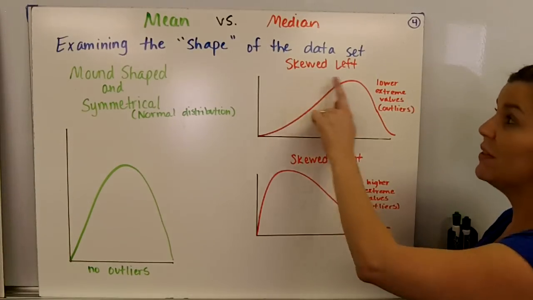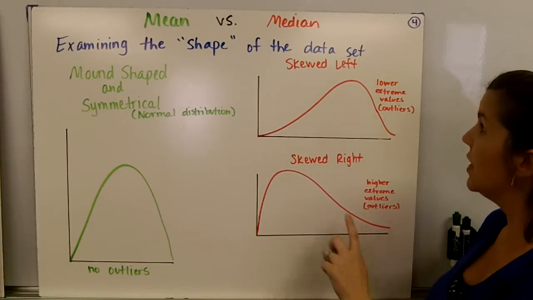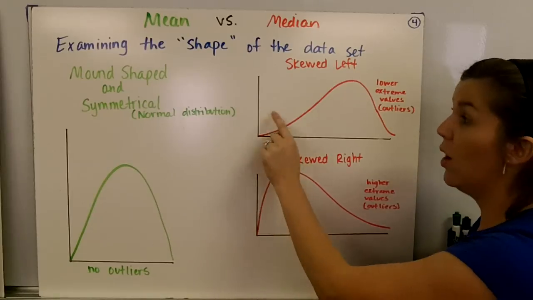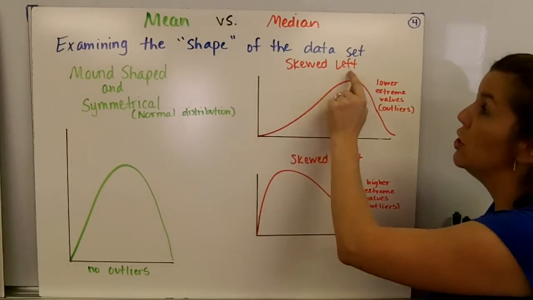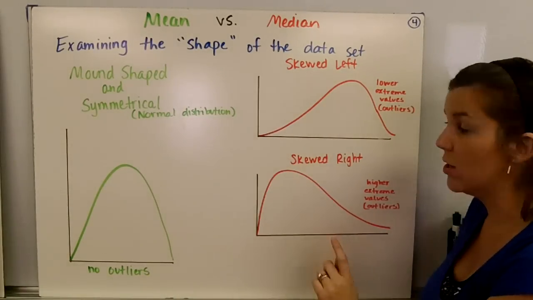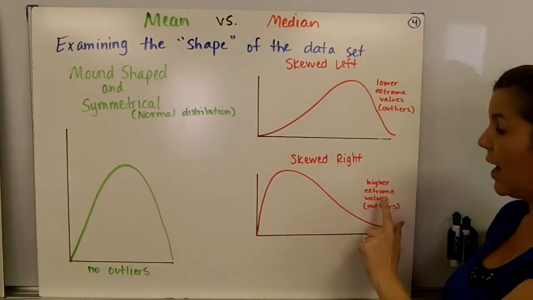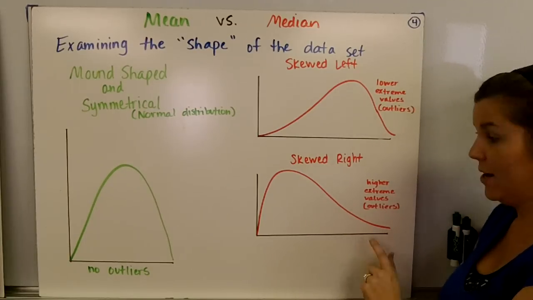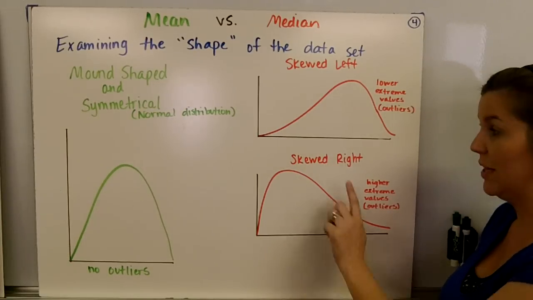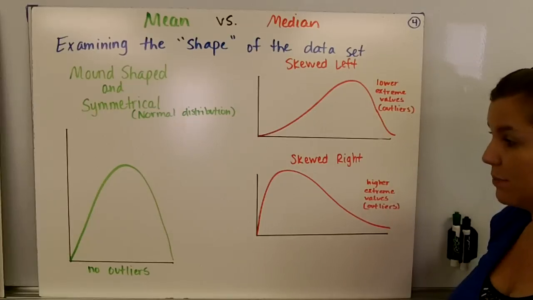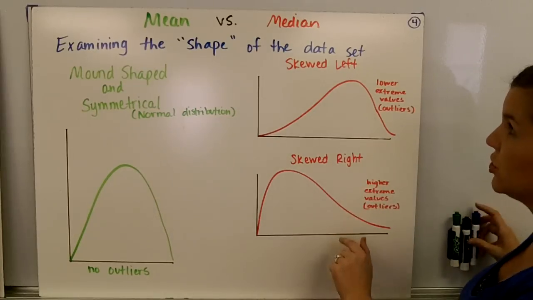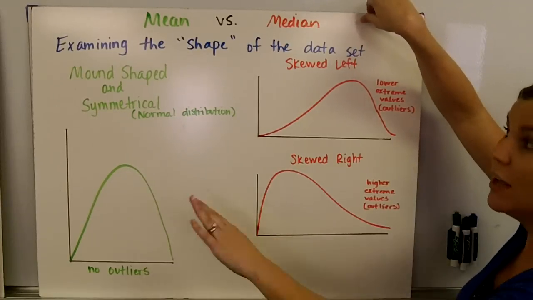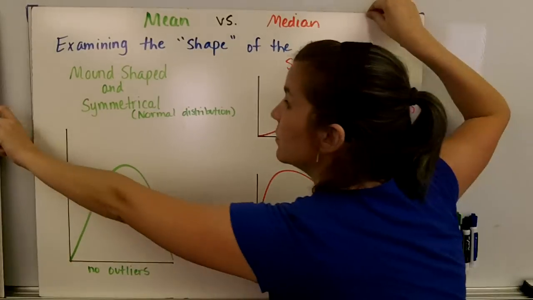This graph is called skewed left. There are lower extreme values or outliers over here, on the left side. That's why it's called skewed left. That's where the outliers are. Skewed right: higher extreme values, the outliers, are on the right side. That's why it's called skewed right. In these two, we would use the median to describe the measure of center instead of the mean.